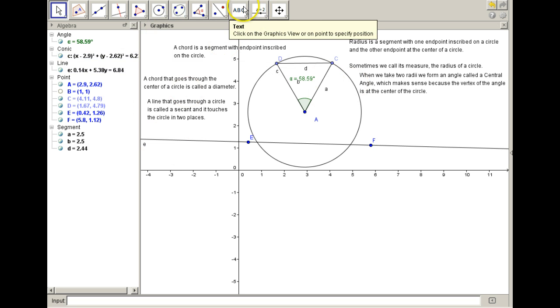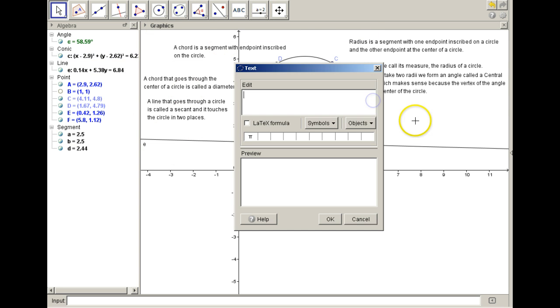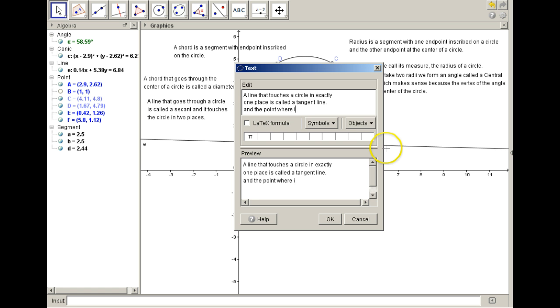Okay, now the next term that we're going to do, and I want you to think about this: when a line touches a circle not in two places, but in exactly one place, a line that touches a circle in exactly one place is called a tangent line. Okay, that's what that's called. And the point where it touches, let me change that to a comma there, is called the point of tangency.